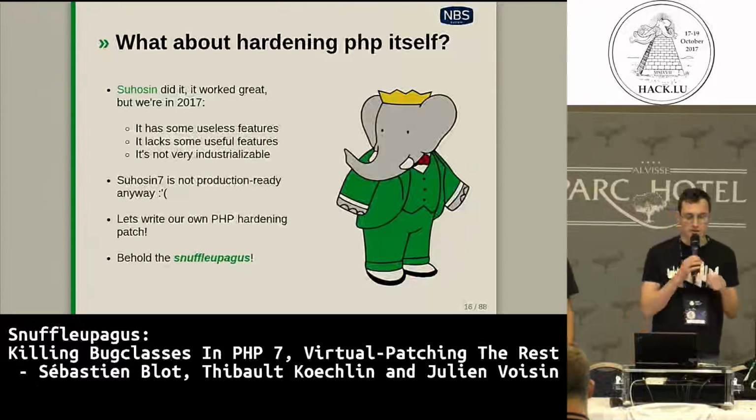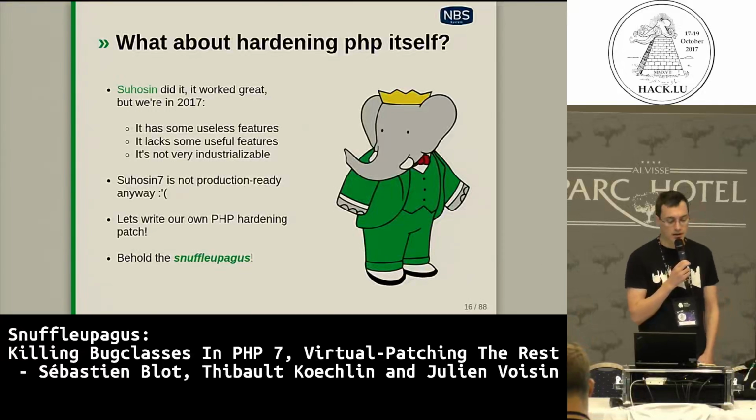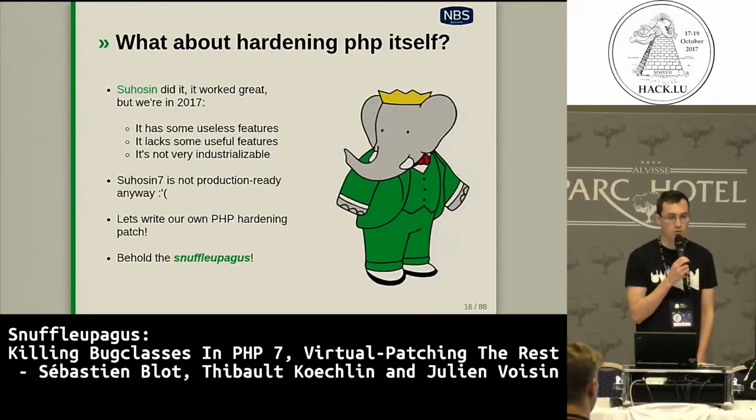So what about hardening PHP itself? There is a great project called Suhosin by Stefan Esser. You might have heard about this guy. He's working on iPhone security now, I think. But we are in 2017, and Suhosin has some issues like useless features, and it lacks some useful ones that we'd really like to have. And you can't really use it if you've got an awful lot of different websites.